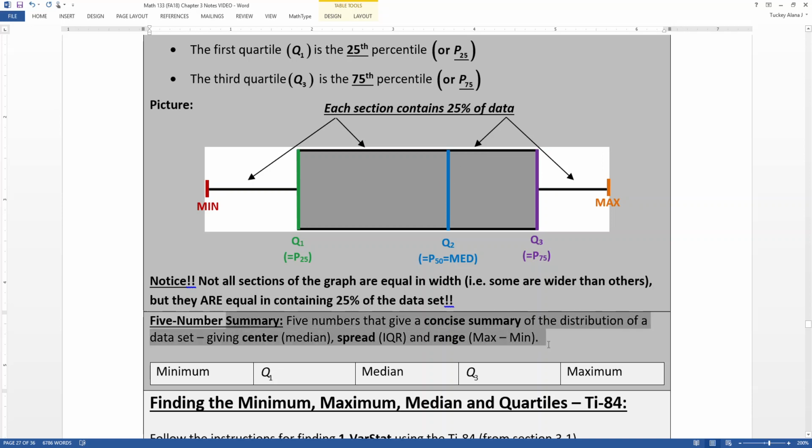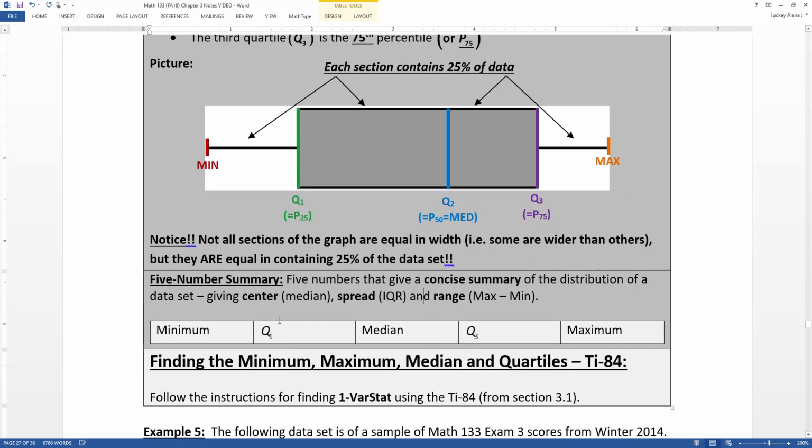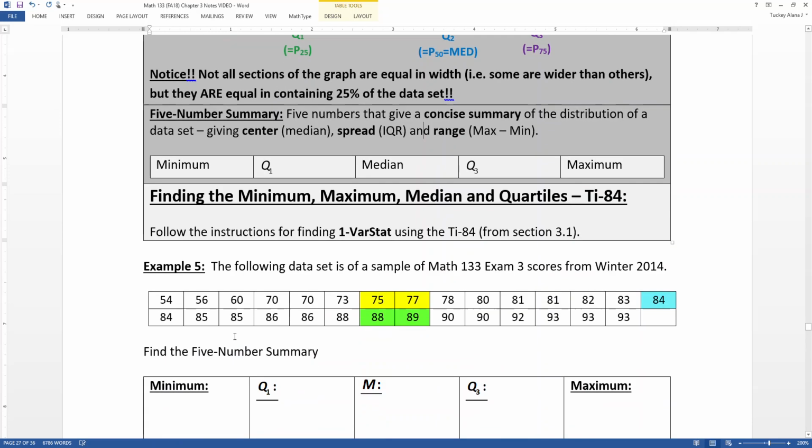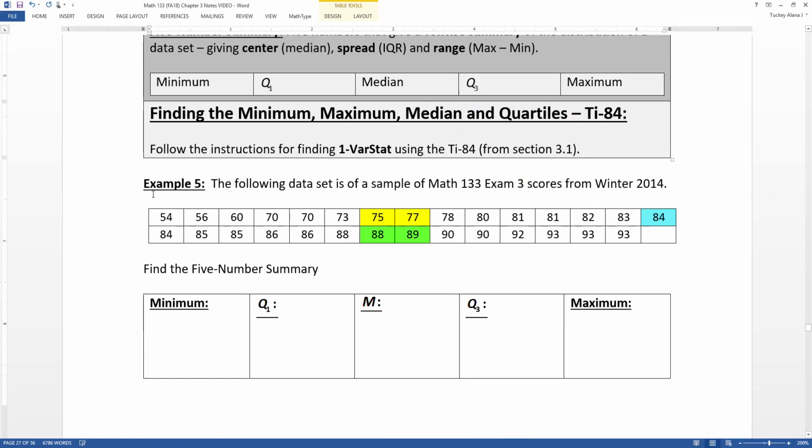So the 5-number summary is a very powerful measurement of spread. It measures position and it measures the center. It's just a very, very powerful way of summarizing a data set quickly. So it'll be important for us to know how to find these values. So we are going to find them by hand and with a calculator.